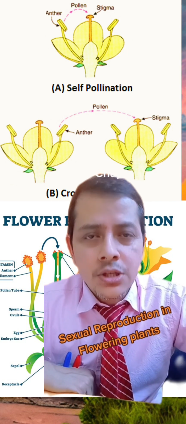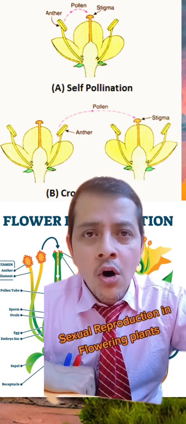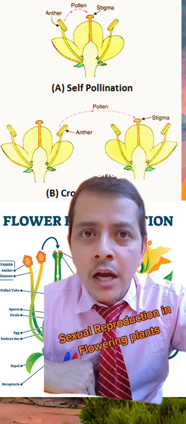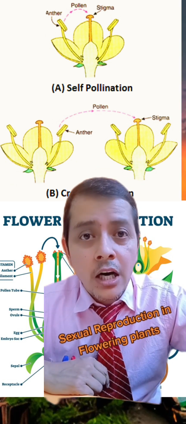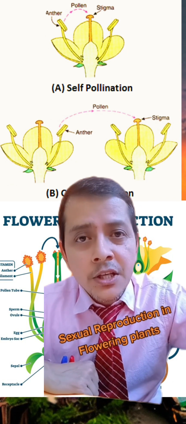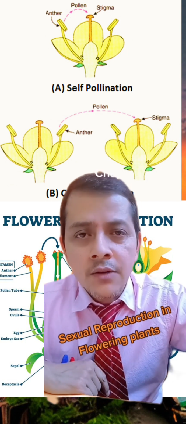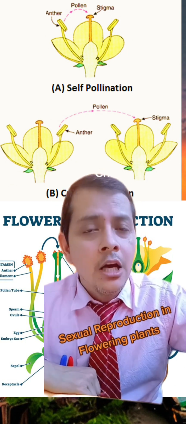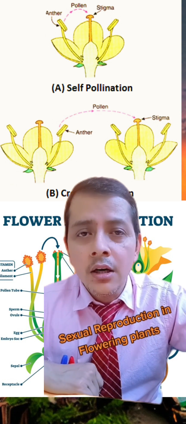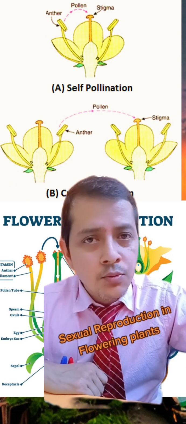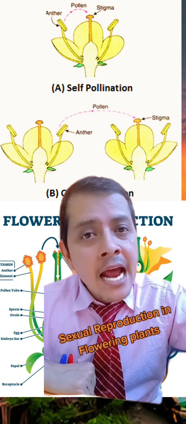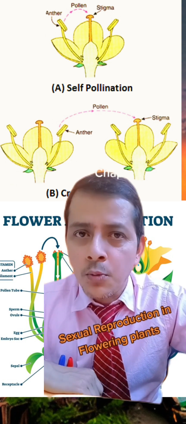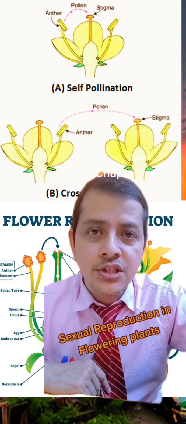There are two types of pollination. One is self-pollination: if the pollen grains are from the same flower or same plant, it is called self-pollination. But if it is from one flower to another flower of a different plant of the same species, it is called cross-pollination. If it is a different species, they may not germinate, so that's not called pollination here. So we call cross-pollination the transfer of pollen grains from one flower to another flower of different plants of the same species. We can also have one more called geitonogamy.